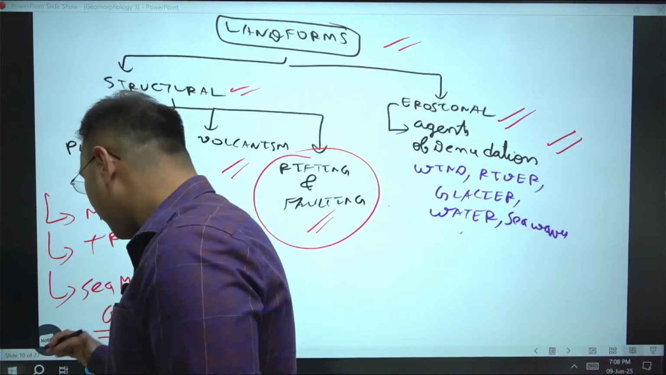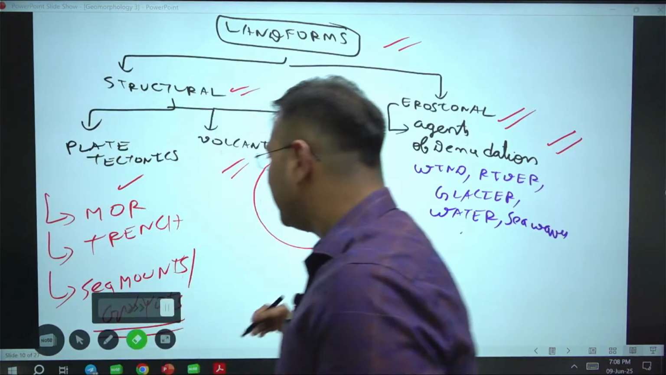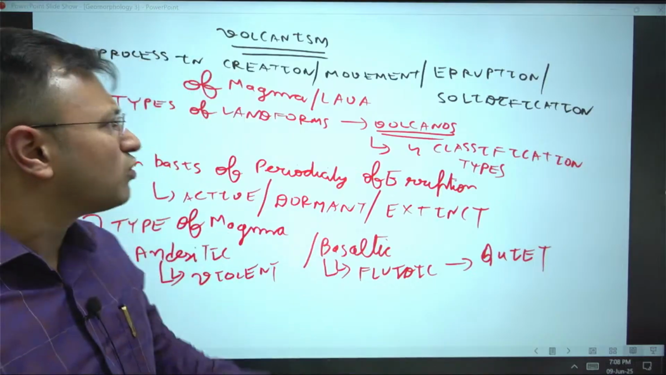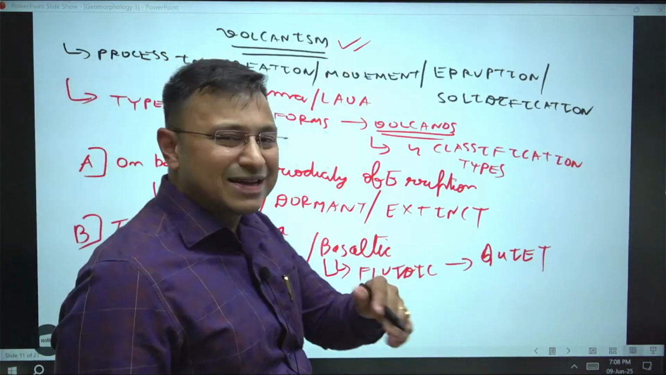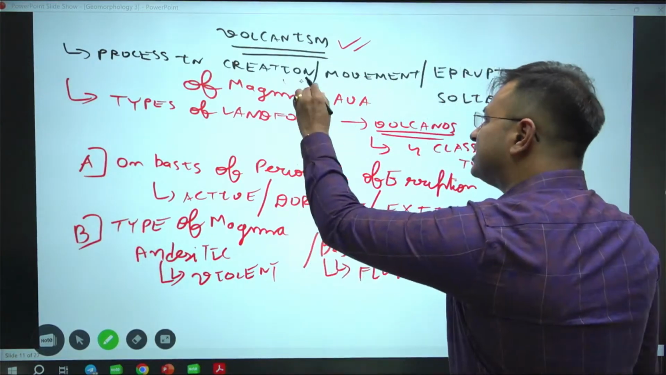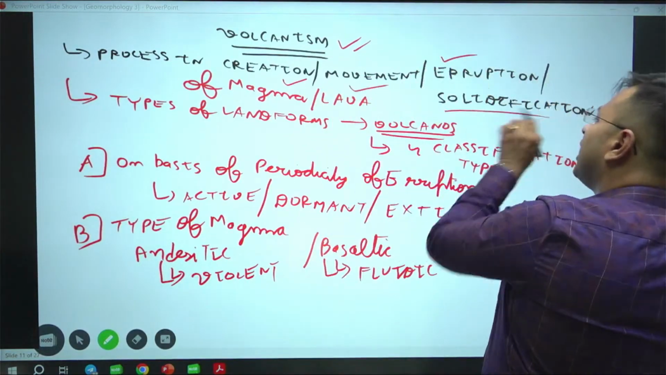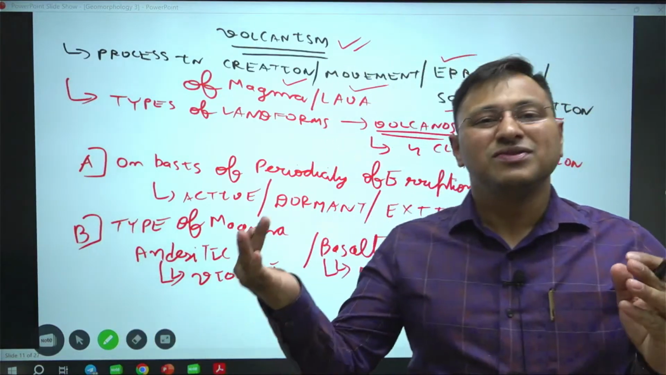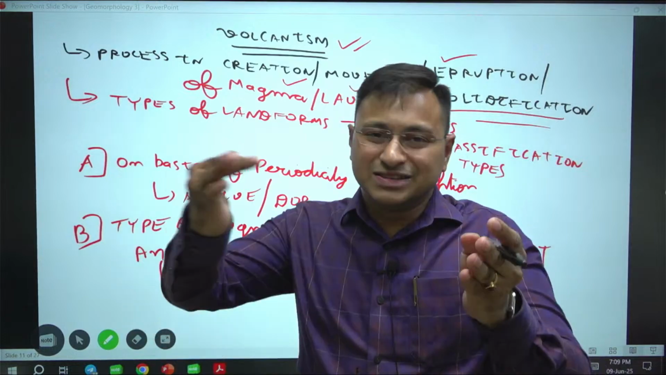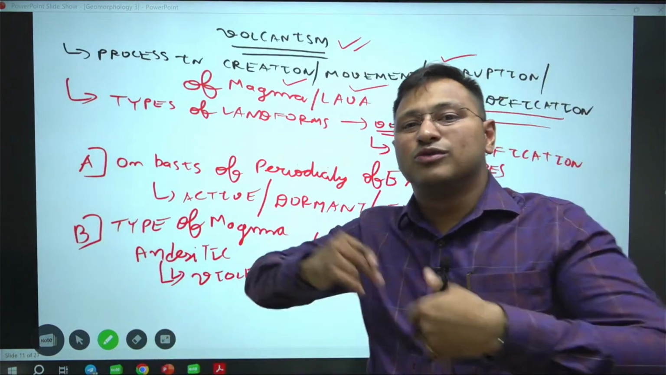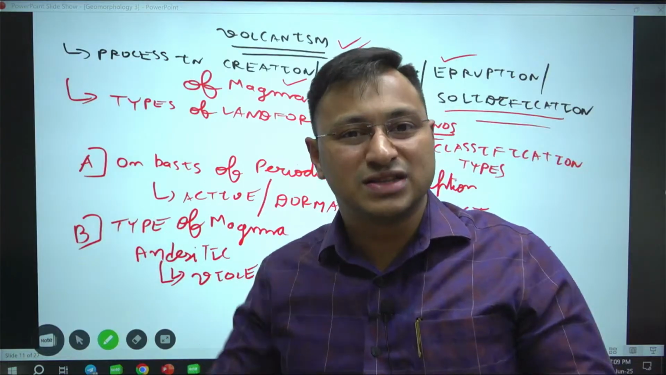Now let us move ahead and understand the first kind of interpretation. If I'm talking about volcanism, what exactly is volcanism, guys? Volcanism is the process of creation, movement, eruption, and eventual solidification of magma or lava. If the volcanic material is solidifying inside the earth itself, we refer to it as magma. If it is solidifying outside the earth's surface, we call it lava.